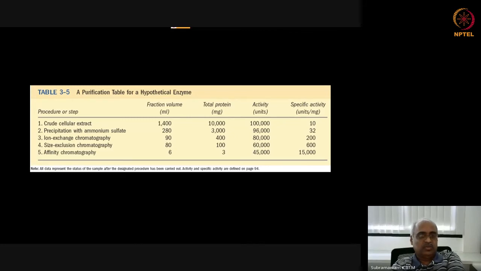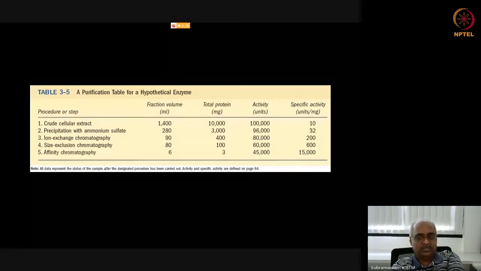Okay, so now when you go through the purification, when you are getting rid of the other ones, let us take an ideal scenario. In the ideal scenario, from this 10,000 milligram or 10 grams, you have gotten rid of all other proteins, and then you have your pure single protein. Now what will happen? The specific activity would have increased.